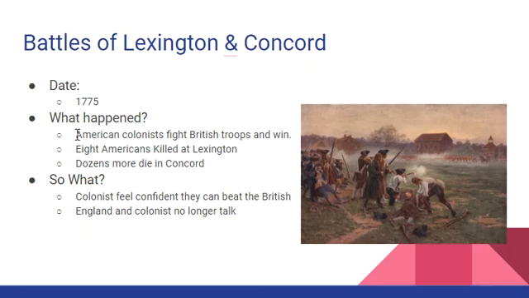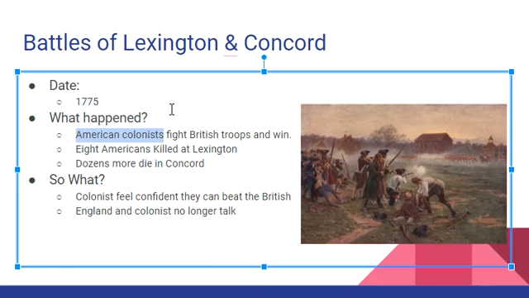So what happened, I just explained. American colonists fight British troops and win. So the American colonists win. The British troops do not win. Eight Americans killed at Lexington. Dozens more die in Concord.